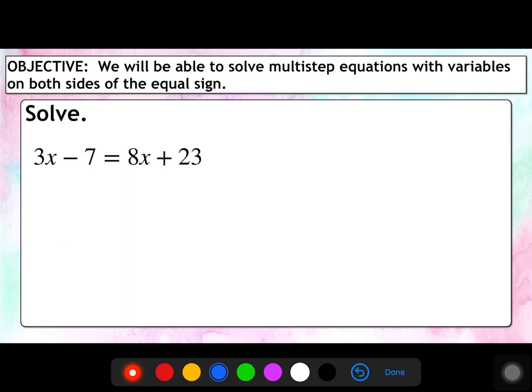All right, got one more I want you guys to try. Here's the problem. Pause the video, try to solve it, and then when you're ready for the solution, unpause, and I'll show you how to do it. Alrighty, let's check and see how you did. So there's where my equal signs go.